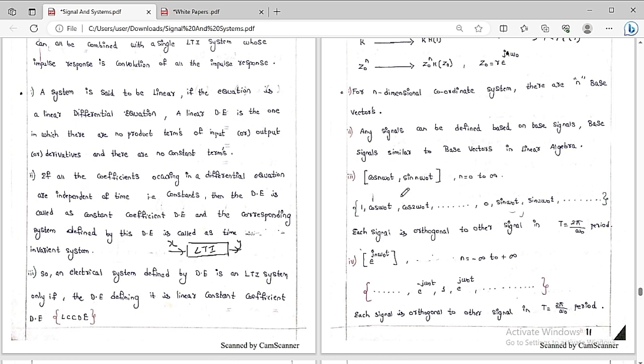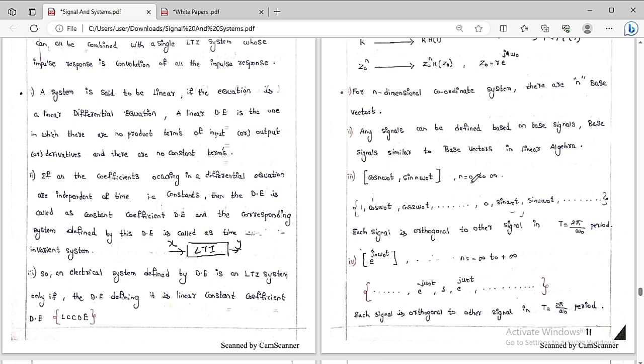One signal is orthogonal to the other signal in the time period T equal to pi by omega naught, because omega naught is equal to pi by T. So in this time period, each and every signal is orthogonal to the other signal in this domain. These are called the base signals, and with the help of these signals, we can represent any signal that we want.